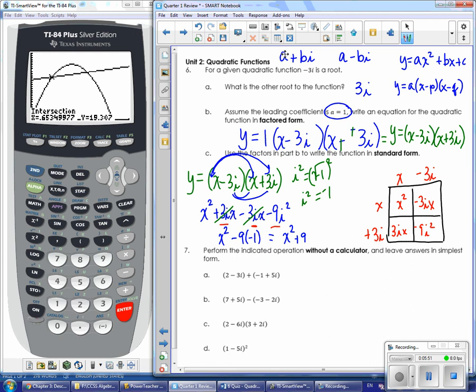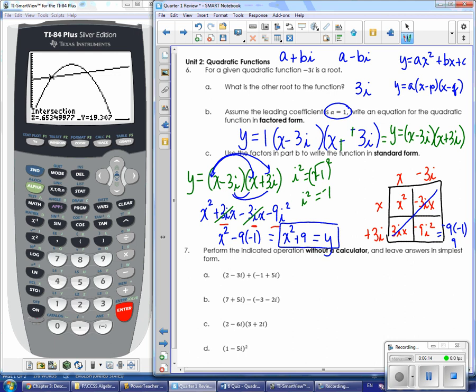Ultimately, if you're using the box method, you want to combine your like terms just like we did with FOIL, and our positive and negative 3ix's are going to cancel. Our negative 9i squared is just negative 9 times negative 1, which is positive 9. And when you add what's left over, you get that x squared plus 9 is going to be y. And that's our equation in standard form.